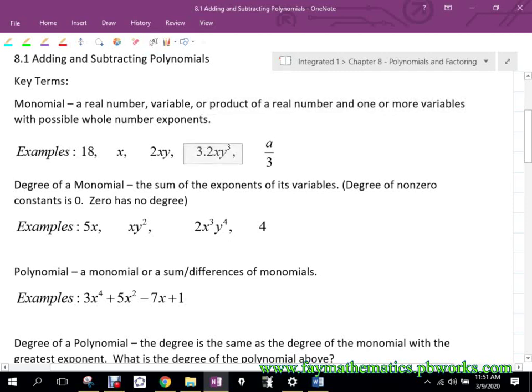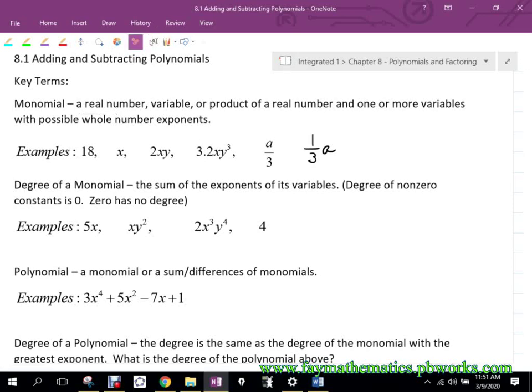3.2xy to the third is a monomial because it's a product of a real number and one or more variables with whole number exponents. This is the same thing. A lot of times, like one-third a or a over 3, maybe you don't see that it's a product. It is. You probably think division when you see that, right? But it could be rewritten as a times one-third. One-third is a real number, a is a variable, and we have a product of those two things. So one-third a or a over 3 is a monomial, okay?